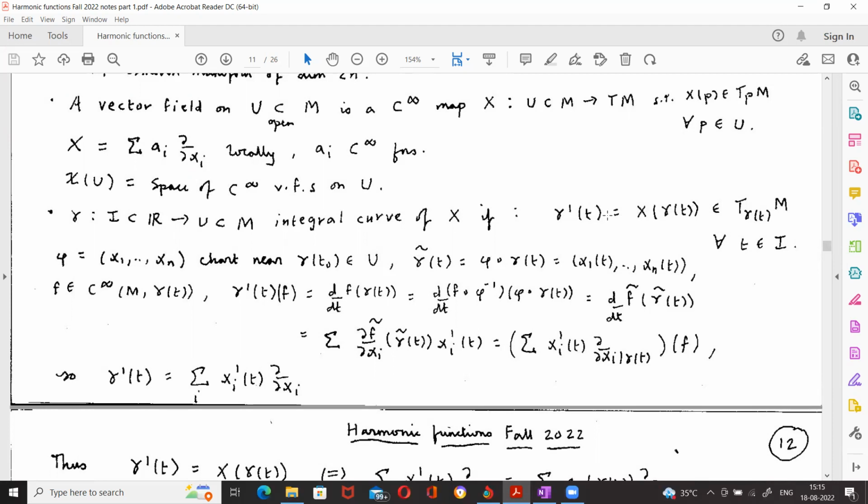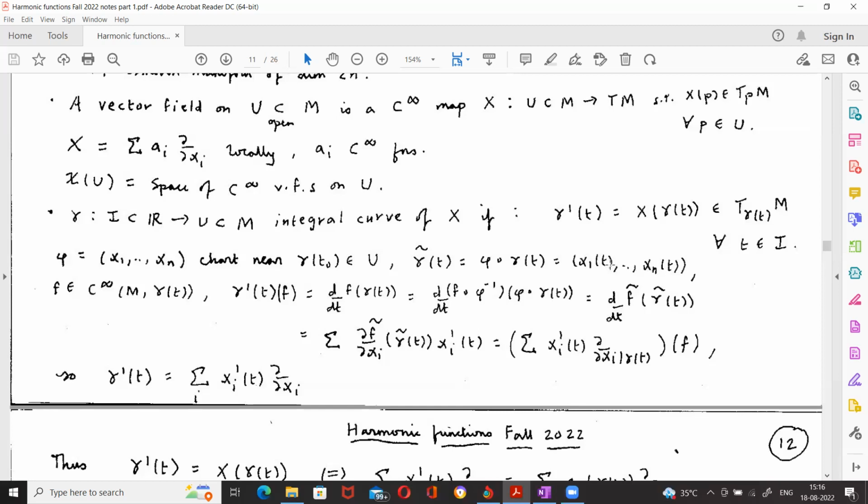Now, once we take local coordinates near a point P, this ODE will turn out to become just an ODE in R^n. Let's see how that happens. Suppose phi equal to x_1 to x_n is a chart near gamma of t naught, which is a point in U. Let me look at the curve gamma tilde of t, that means phi composed with gamma. This is a curve in R^n now, with coordinates x_1 of t up to x_n of t.